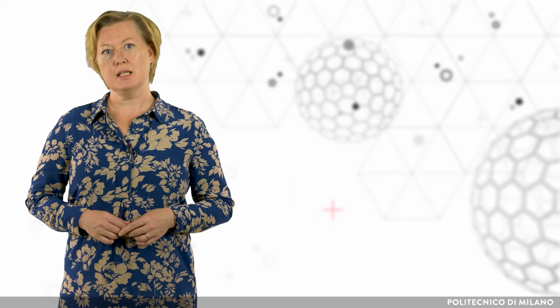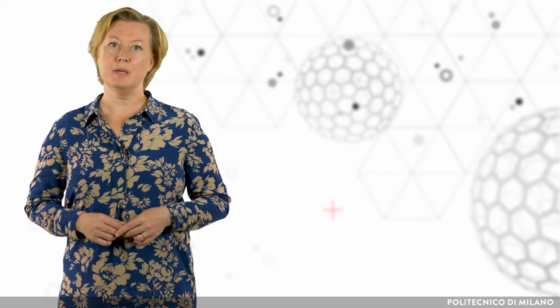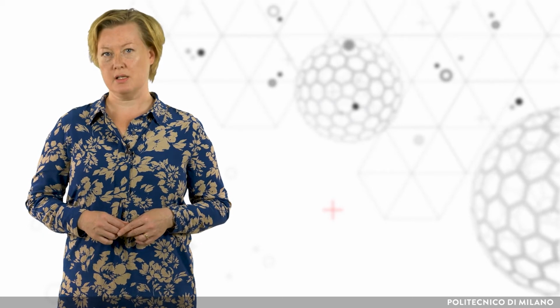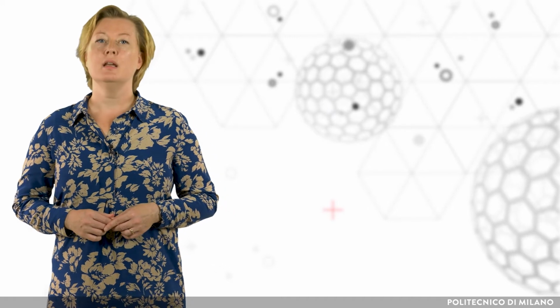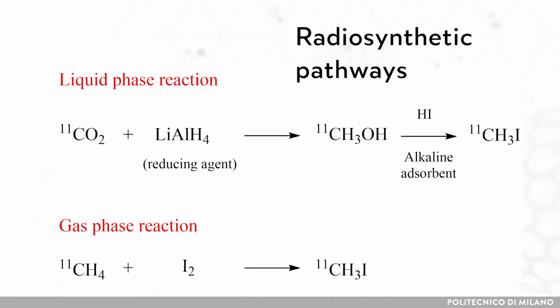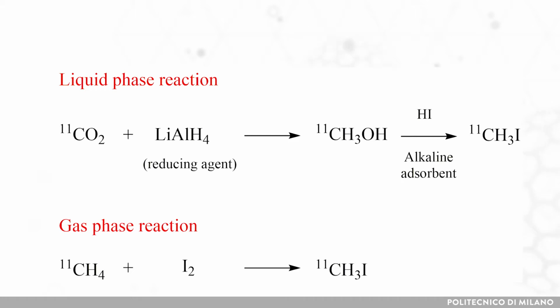The synthetic technique used for radiolabeling varies depending on the physical or chemical state of the radioisotope. Radioisotopes from cyclotron could be obtained in solid, liquid or gas form. Accordingly, the subsequent reactions could be in liquid or gaseous phases, each of which have their pros and cons. For example, in the production of carbon-11 labeled methyl iodide, the two-step liquid phase reaction is more reliable, but the gas phase reaction produces higher molar activity.